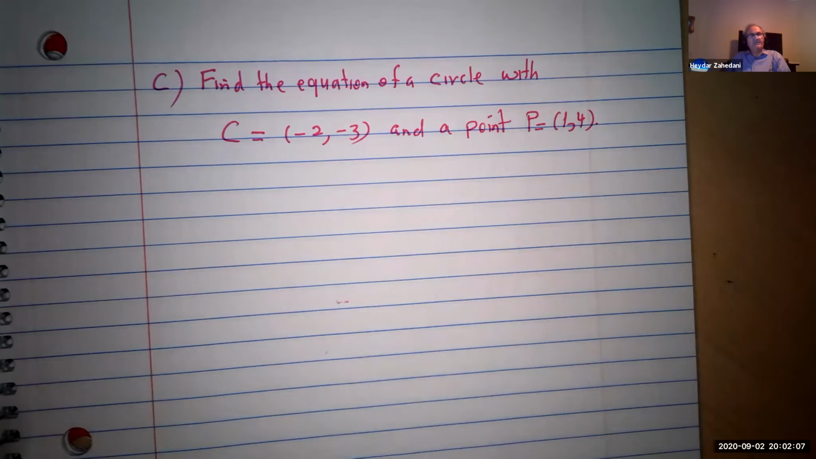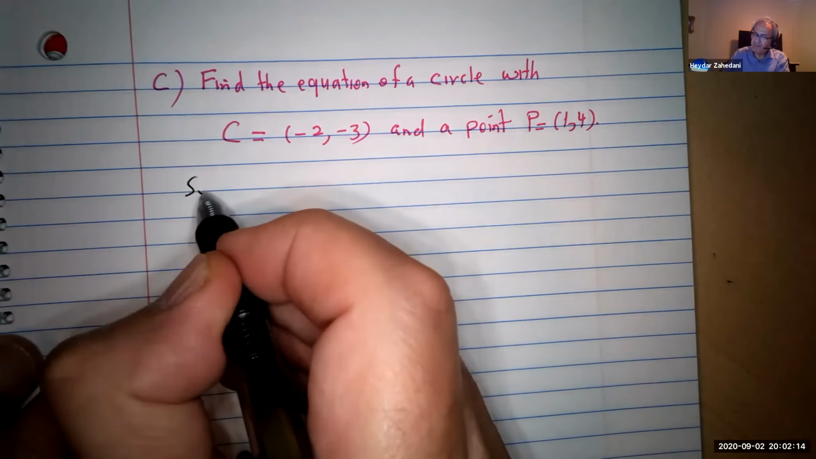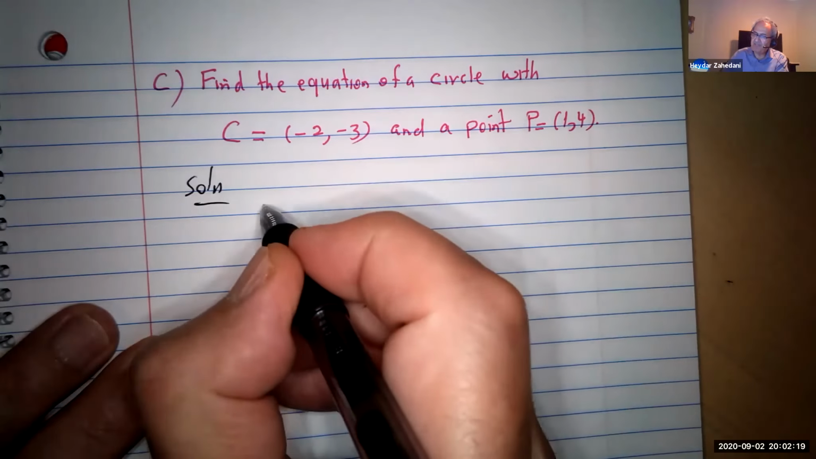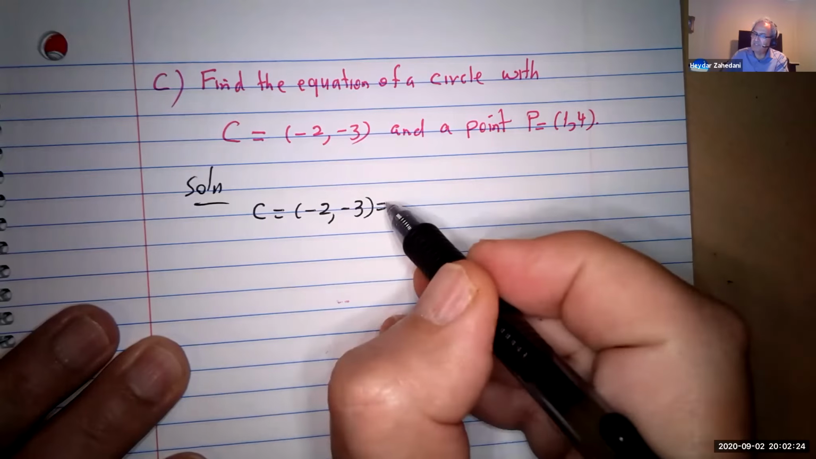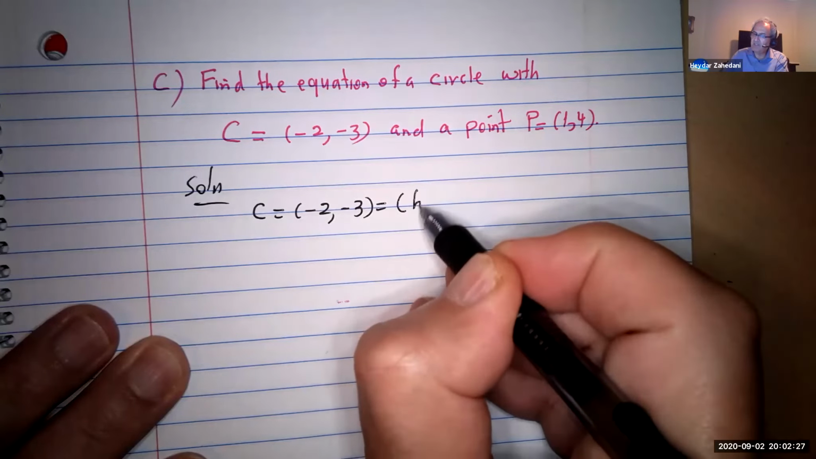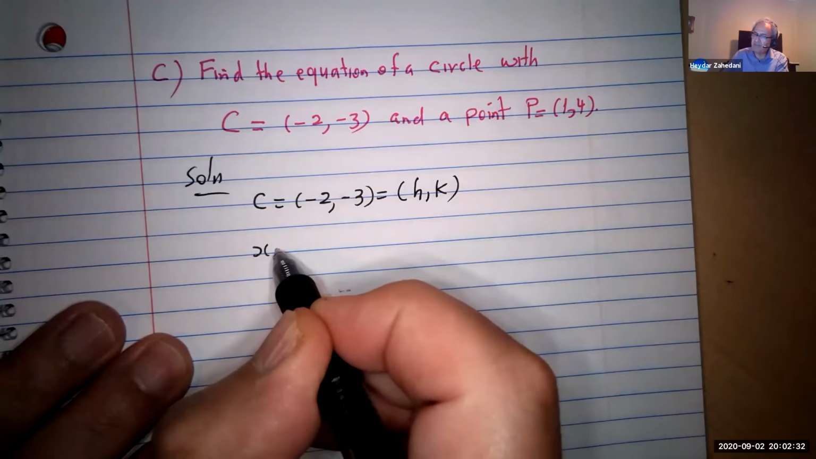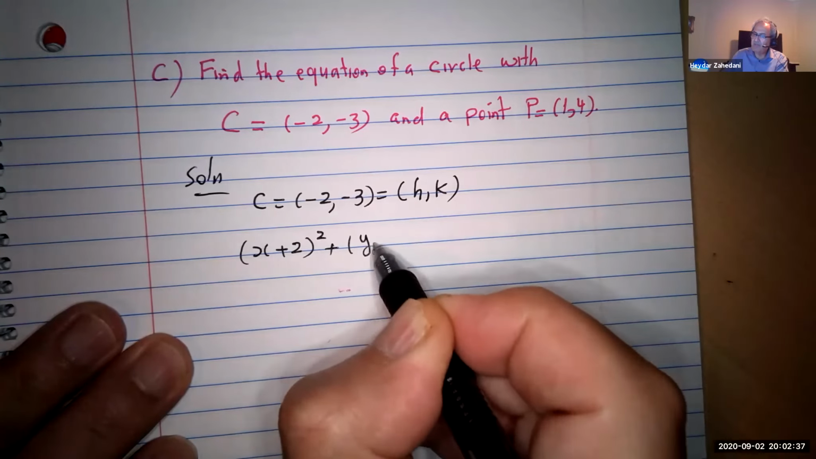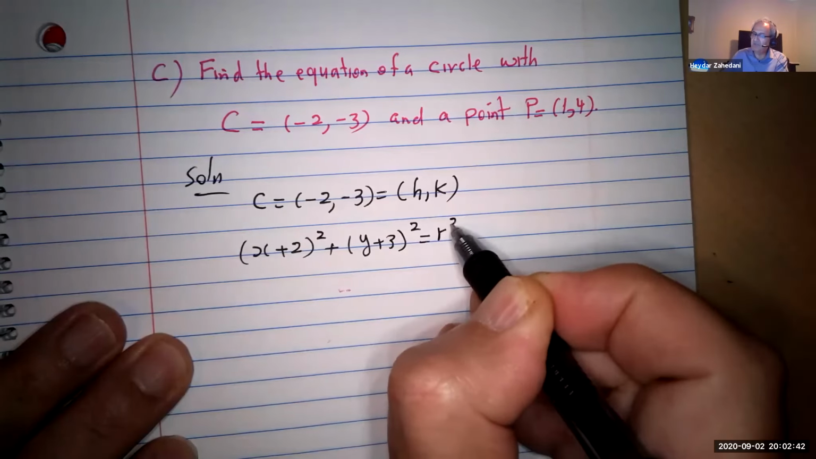You know that for the equation of a circle, you need the center and the radius. So the radius is missing. So what we're going to do, solution, write the equation of a circle first. You have a center, which is negative 2 and negative 3. So this is h and k. So your equation is going to be x plus, remember, plus 2 all squared plus y plus 3 all squared equal to r squared. You don't have the r.